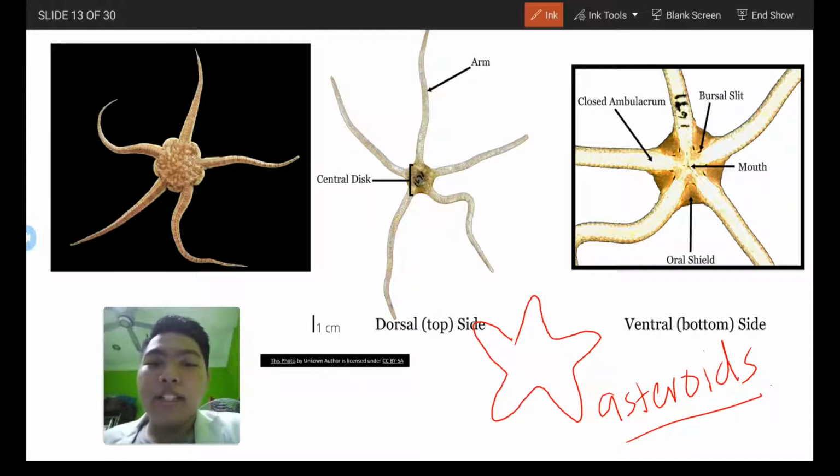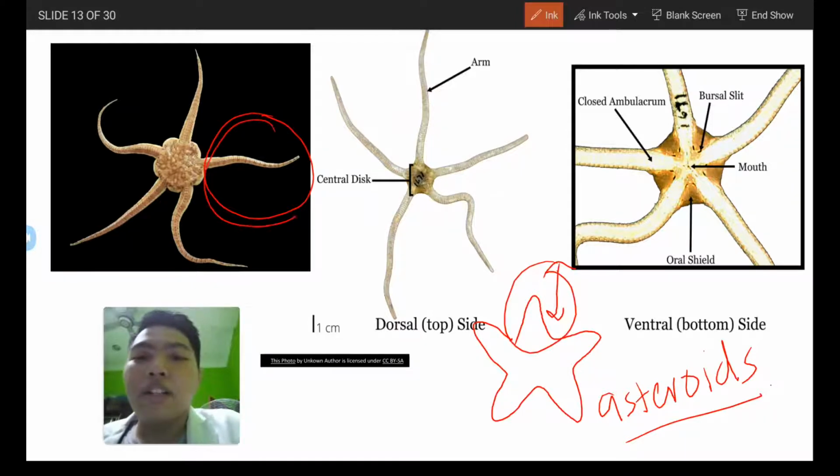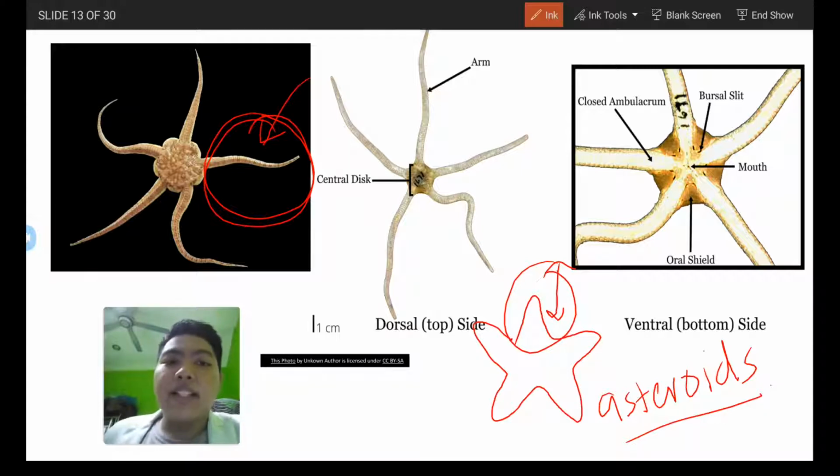The name is brittle star, Ophiurida. So this is the arm. The arm is longer and more flexible than the asteroid's. The asteroid's arms are not as flexible. And this is the central disc.